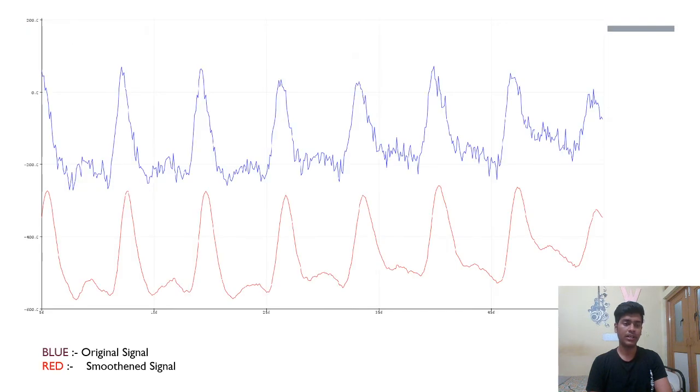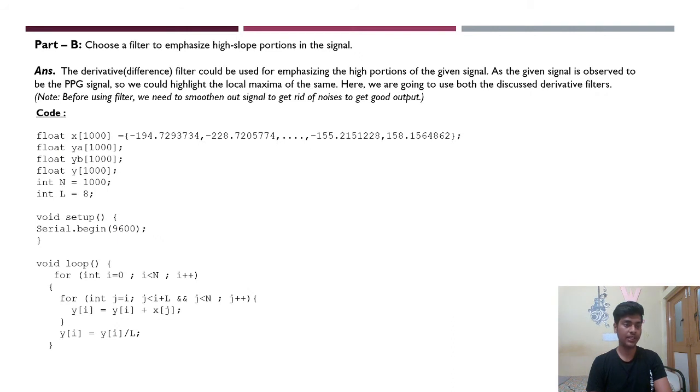Now we'll have a look at the outputs. Here, the blue one shows the original signal that we fed into the moving average filter. The red graph here shows the output of the moving average filter, which is the smoothened signal we were supposed to obtain in the question. So that's an end to question number A. And now we come to question number B.